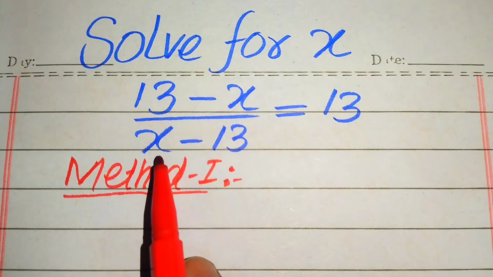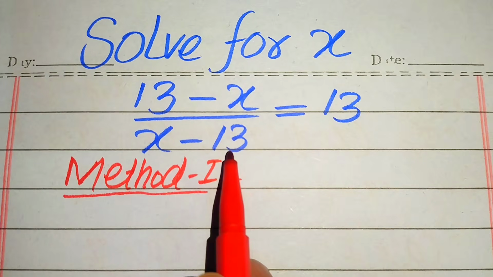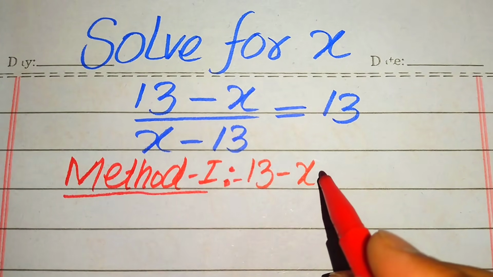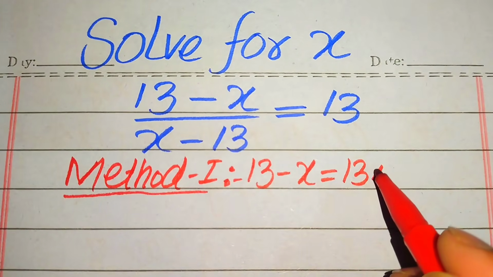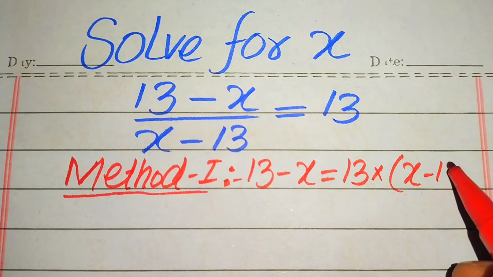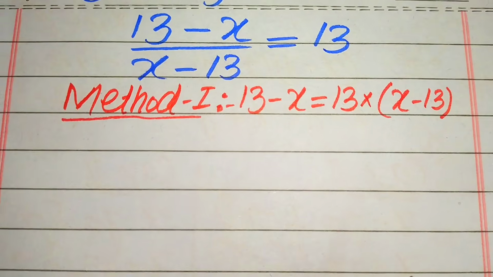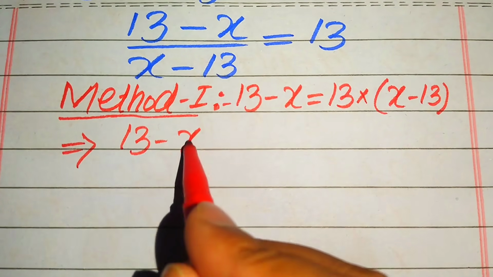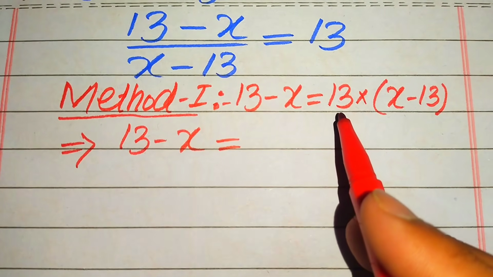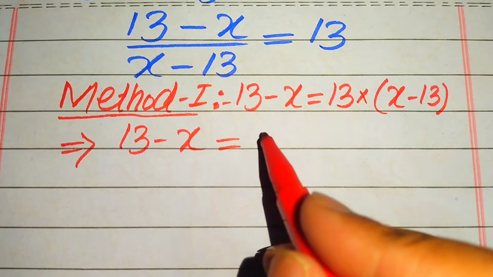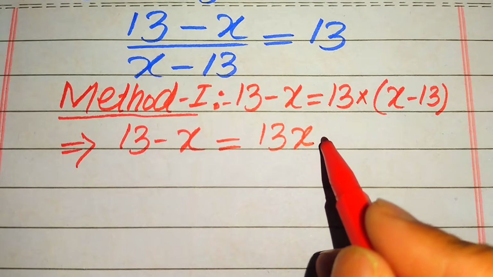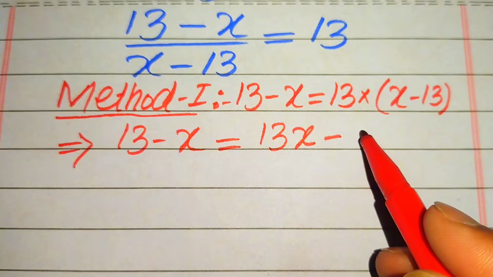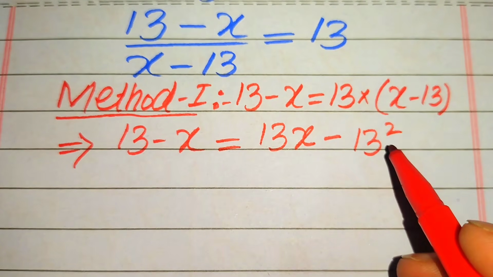Here we move the term x minus 13 from the left-hand side to the right-hand side, so it will be written as 13 minus x is equal to 13 multiplied by (x minus 13). Now in the next step we need more simplification. We have 13 minus x is equal to, here we multiply 13 on both of these two values and we obtain 13 times x minus 13 multiplied by 13, which becomes 13 squared.